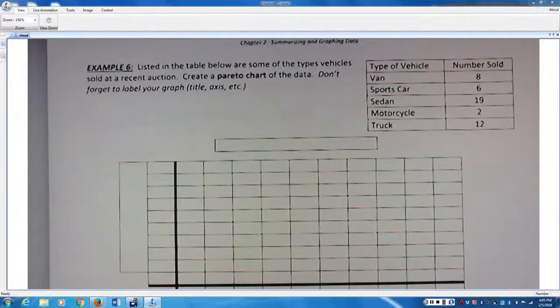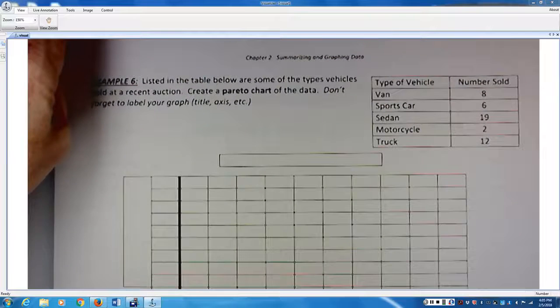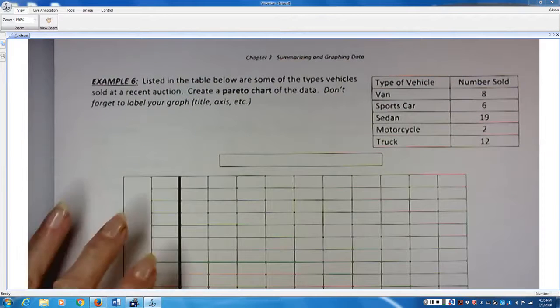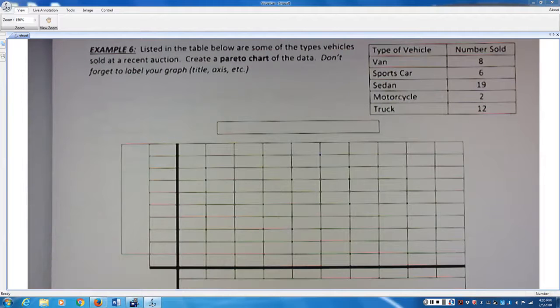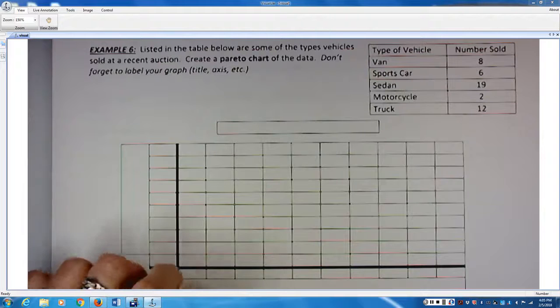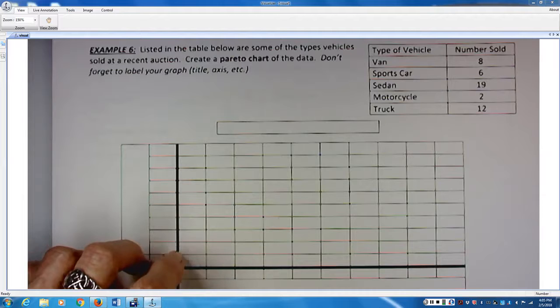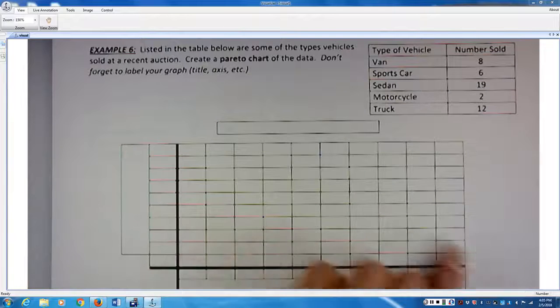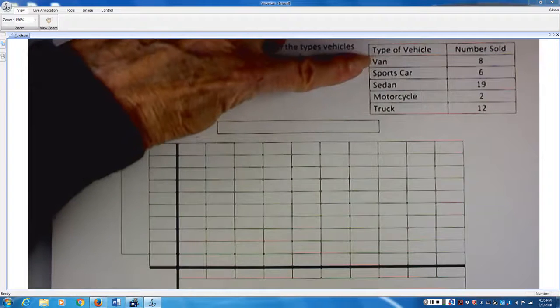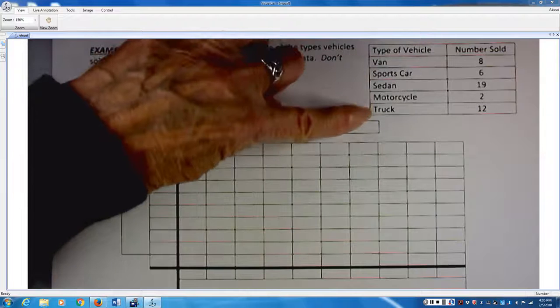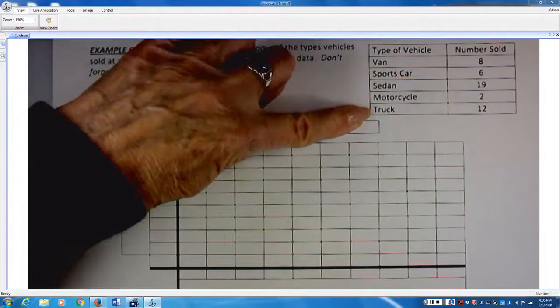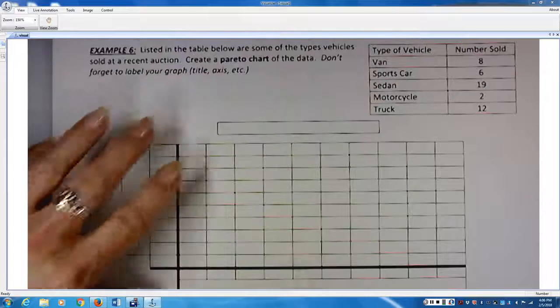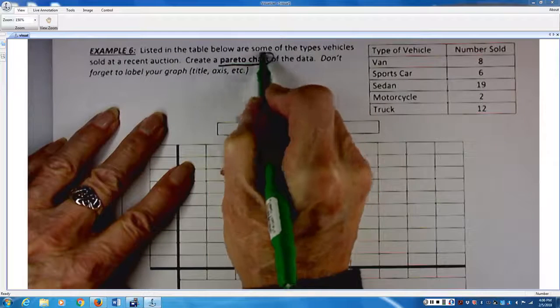We're going to do example 6, and example 6 isn't hard to make. It's actually easier to make since we've already got the frequency chart. It's easier to make than the histogram. The only hitch here, we're not going to make what's called a bar chart. If we made a bar chart, it would look a lot like what we're going to make, except the bars would have been listed by van, sports car, sedan, motorcycle, and truck, because that's the way they came in the table. We're going to turn the bar chart into what's called a Pareto chart.